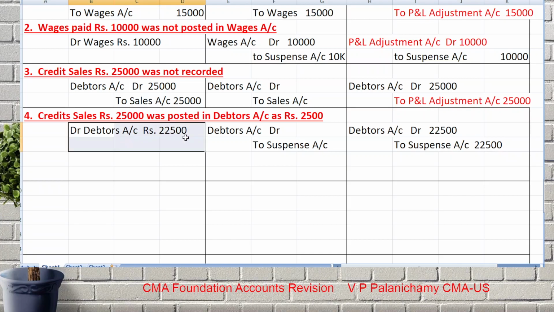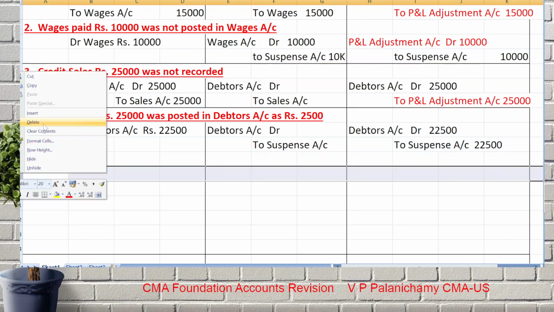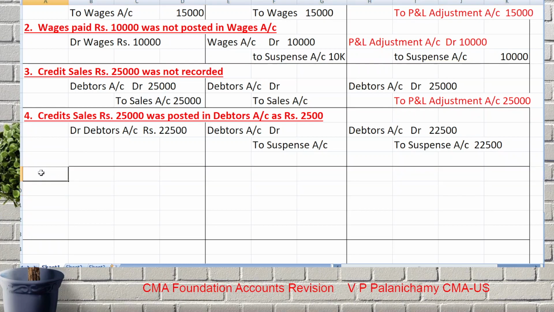So credit sales not posted in debtors. It is an error affecting only which account? Debtors account. So debit debtors account only. If it is after trial balance, debtors account debit to suspense account. After final accounts also, the same entry will come. It does not involve both nominal accounts. Point number 5. Listen to it. Okay.